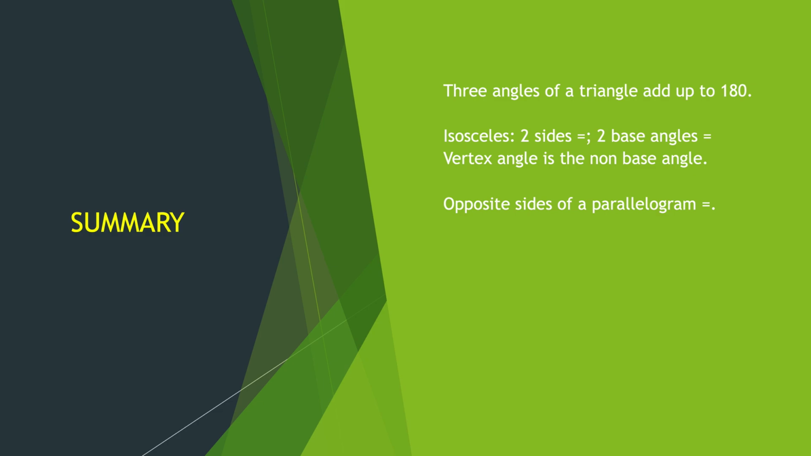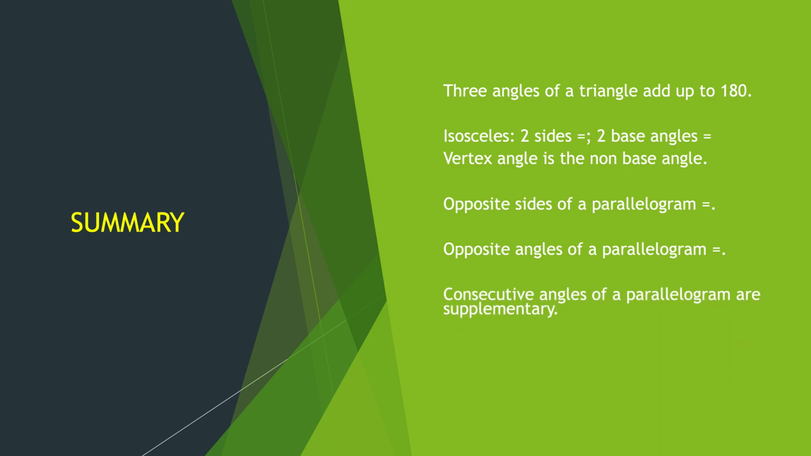The opposite sides of a parallelogram are equal. The opposite angles of a parallelogram are equal. The consecutive angles of a parallelogram are supplementary, which means they add up to 180 degrees. And the diagonals of a parallelogram bisect each other.